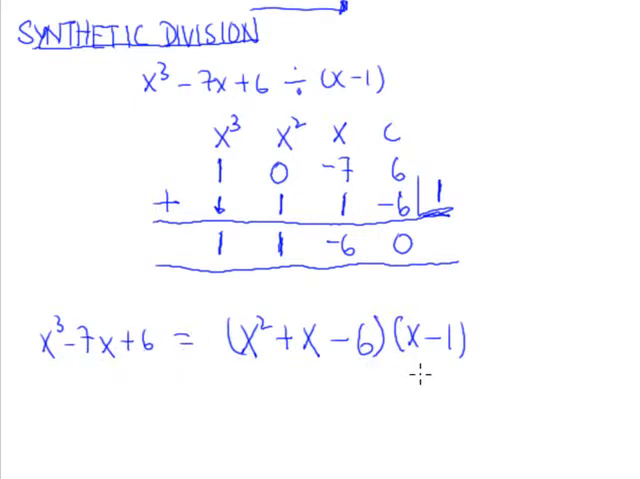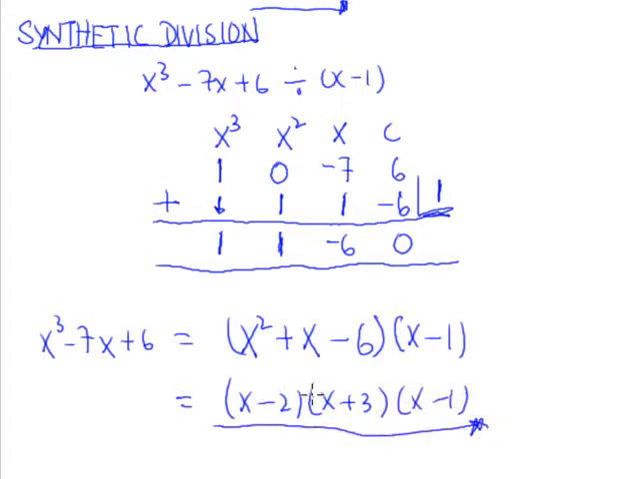So now we have basically gotten the product, the other factor. We know that x minus 1 is a factor, and therefore the other factor is x squared plus x minus 6. But of course this is not completely factorized, because x squared plus x minus 6 can be factorized further, and that will give us x minus 2 and x plus 3. By this, we have completely factorized our function, x cubed minus 7x plus 6.